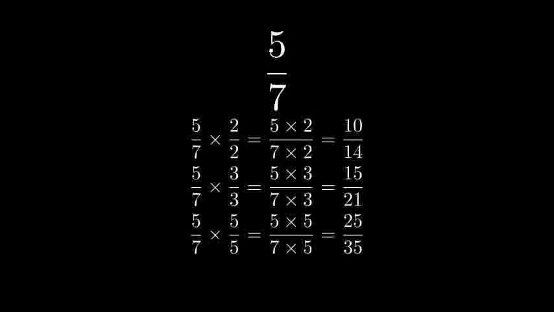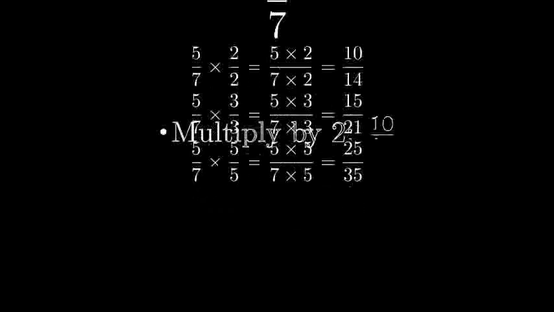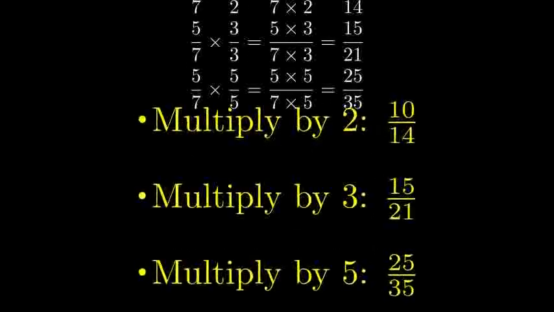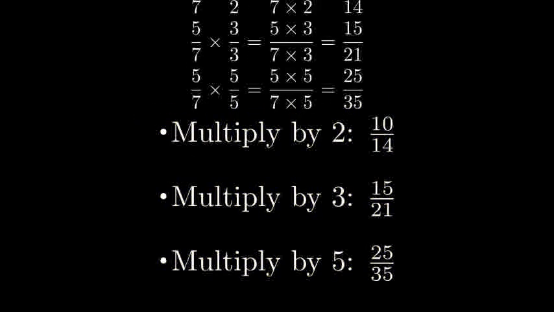Let's try one more. For this last example, let's multiply by 5. We multiply the numerator 5 by 5 to get 25, and the denominator 7 by 5 to get 35. The equivalent fraction is 25/35.